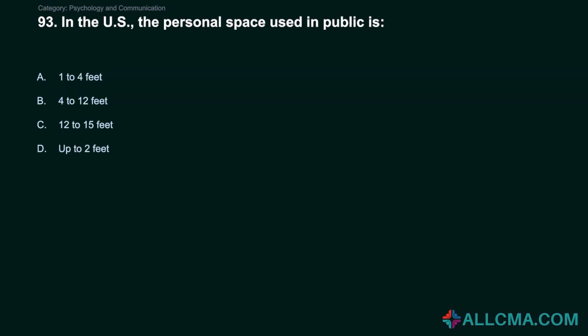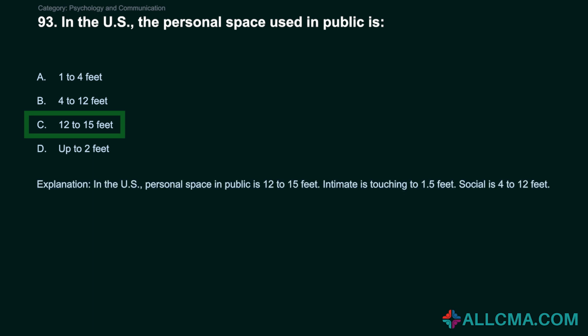93. In the U.S., the personal space used in public is A. 1 to 4 feet. B. 4 to 12 feet. C. 12 to 15 feet. D. Up to 2 feet. Correct answer: C. 12 to 15 feet. In the U.S., personal space in public is 12 to 15 feet. Intimate is touching to 1.5 feet. Social is 4 to 12 feet.